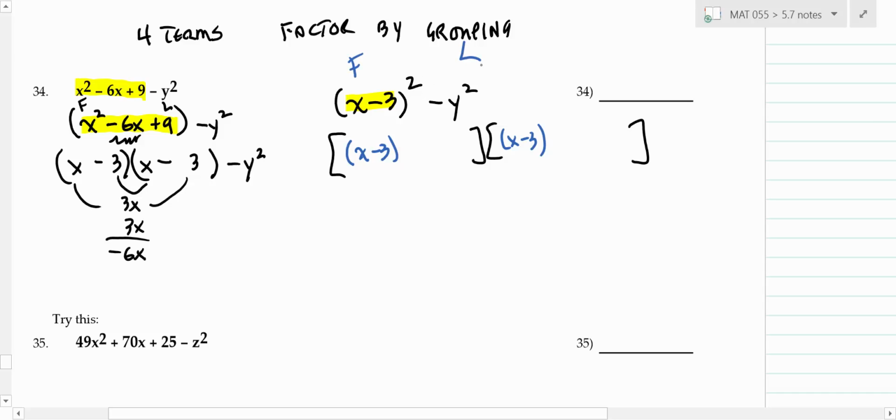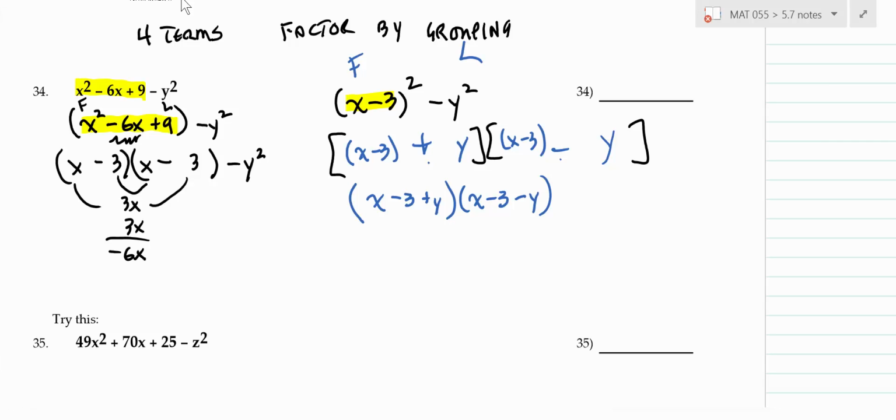What are you going to use for the y squared? Y times y. And then how do the signs go in the middle of those 2 things? Plus and minus. There you go. We did that earlier. You may have already forgotten, but that's the idea of factoring by grouping this way. And then the final answer would be x minus 3 plus y times x minus 3 minus y, like that. Okay, and that's your answer.